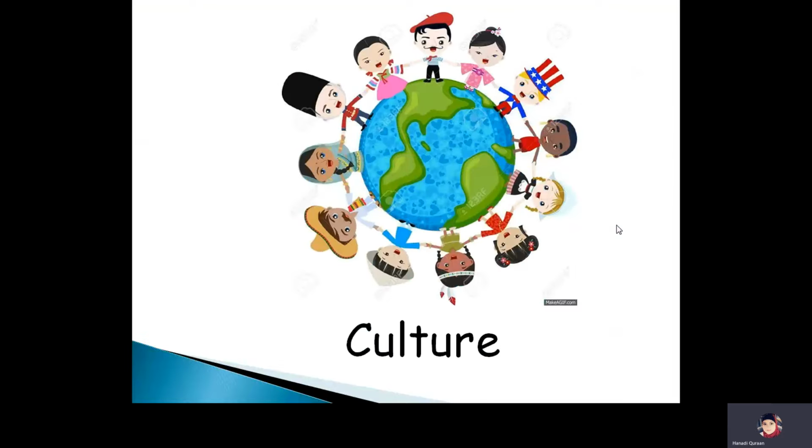Now, the first one is culture. Culture is the way of living of a group of people, which includes the language and the customs. It's called culture. Now, look here, we can see that this person is from France because of the way they dress and the way they look. We can see that here, this is a person from Japan, Korea, Britain, India, Mexico.